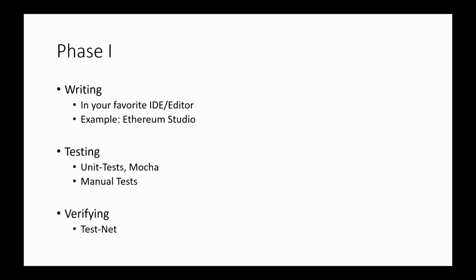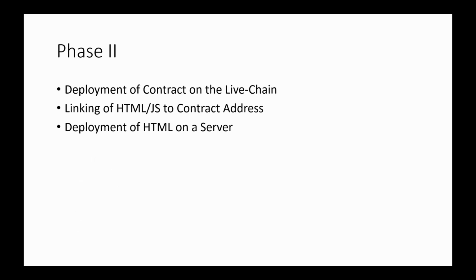Then you're going to verify everything. You're going to make sure that your dApp is working according to your specifications, and you can do this on a testnet without spending Ether. When this is done, you're going to deploy the contract on the live chain. Then you have to link your HTML and JS to the contract address or the contract addresses. And then you deploy your HTML on a server.